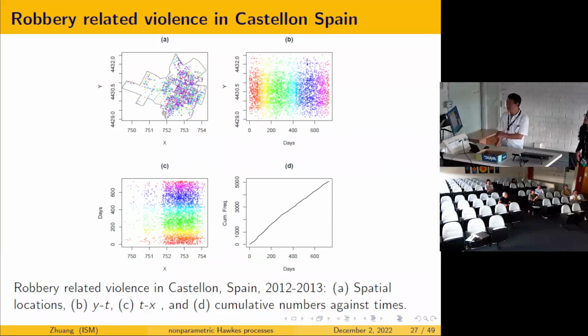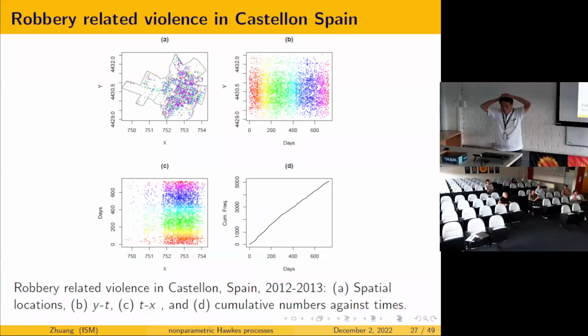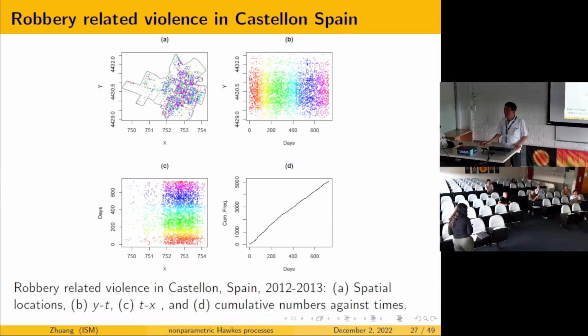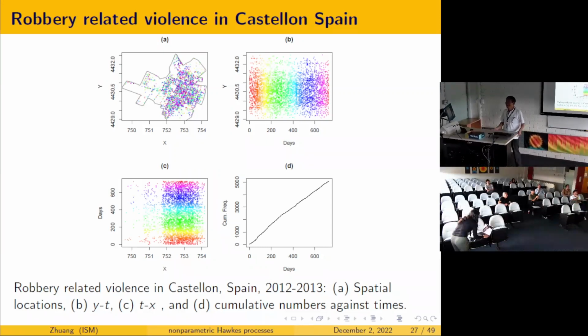So he asks for the standard error for the branching ratio. Oh man, this question. I don't know. Very good question. How can we estimate that?